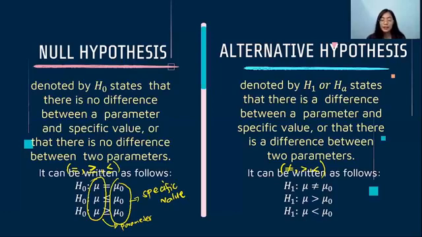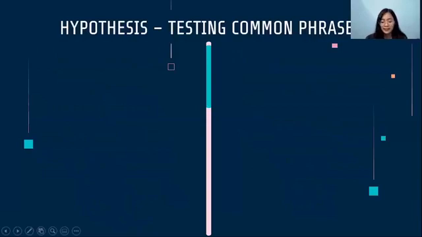So basically, the process of hypothesis testing involves decision-making between two opposing hypotheses. And these two hypotheses, the null and alternative hypotheses, are formulated in such a way that one is the negation of the other. Meaning to say, if one is true, then the other must be false. All right? So in the next slides, we have common phrases used in hypothesis testing that will guide you in choosing the appropriate or correct symbol to be used.